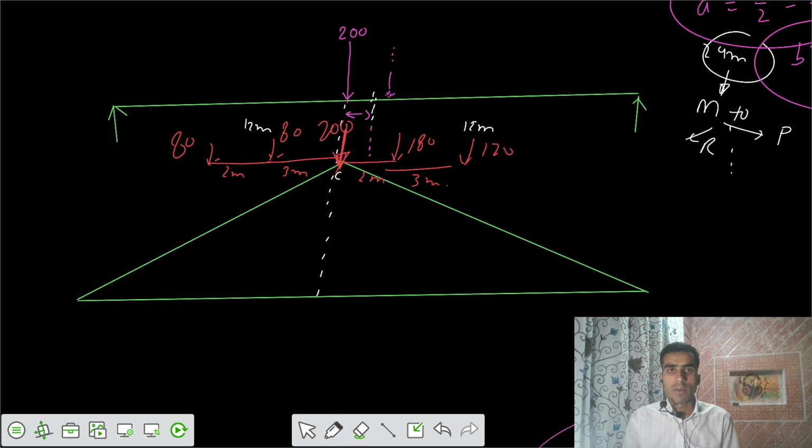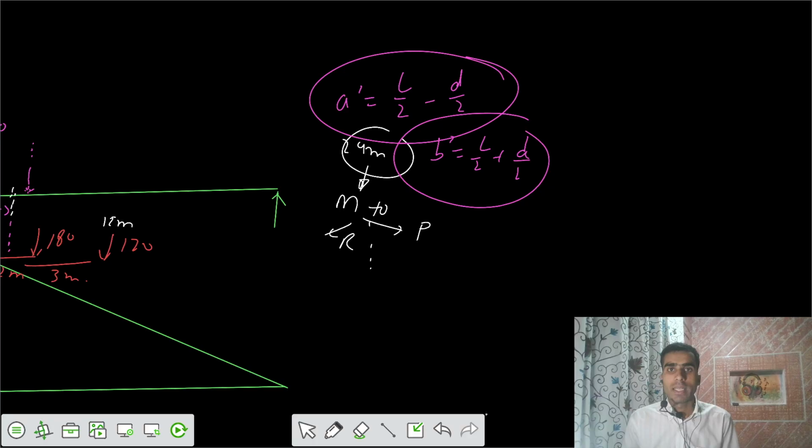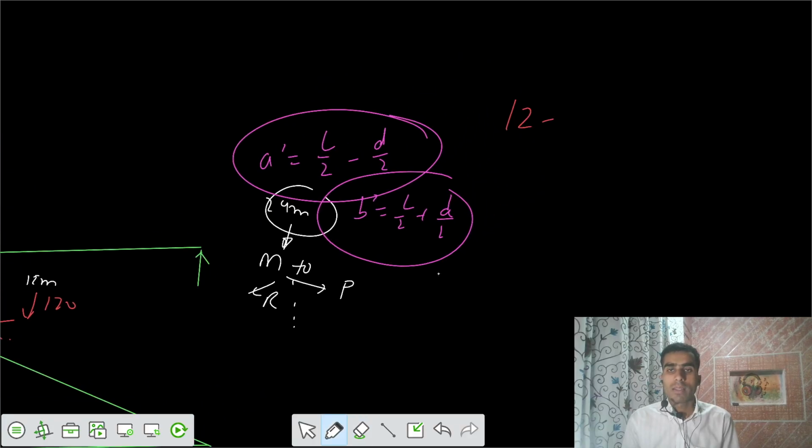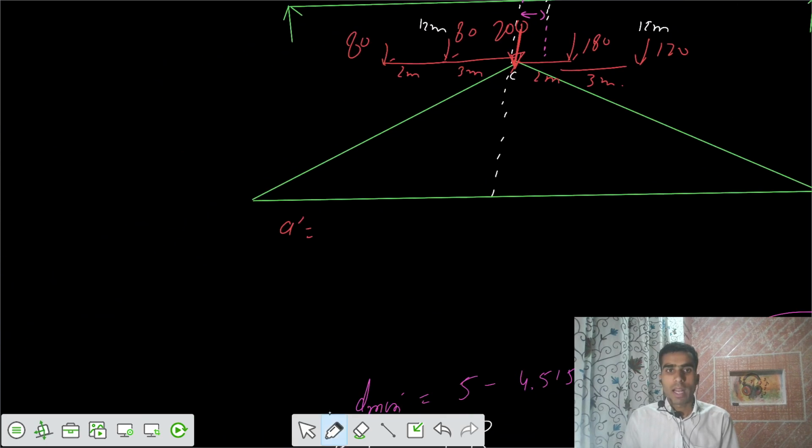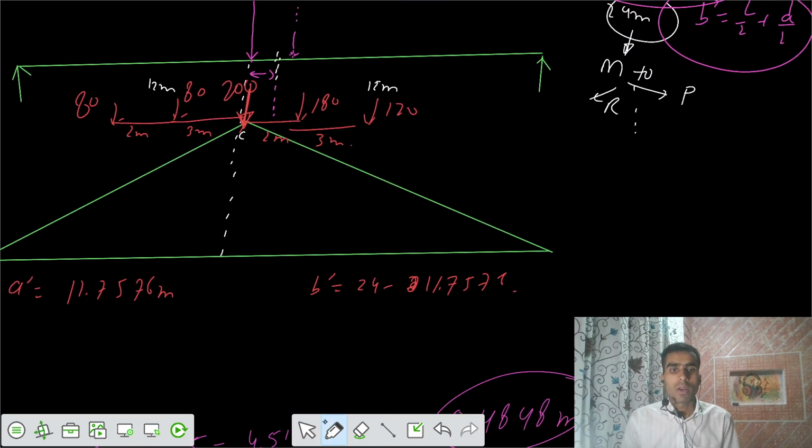And I can get the ordinates now. What is this value of A dash? This value of A dash is equal to 12 minus D by 2. That's 12 minus 0.4848 by 2, and you can have that value also. That's 11.7576. And similarly, B dash is equal to 24 minus A dash, 11.7576 meter. Accordingly, we have B dash equal to 24 minus 11.7576.